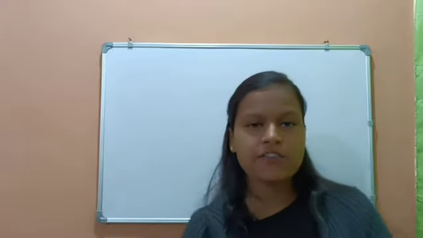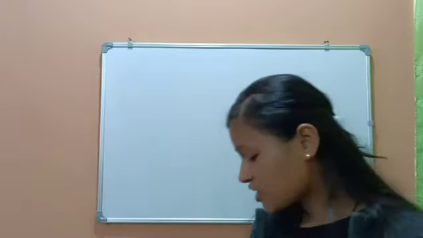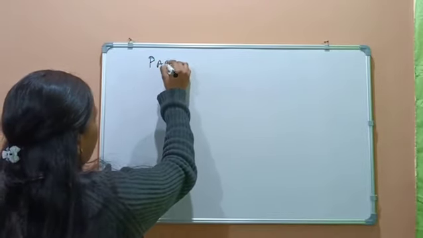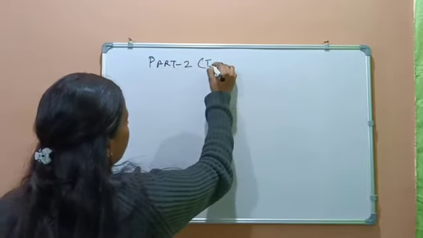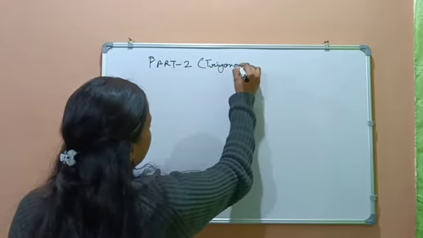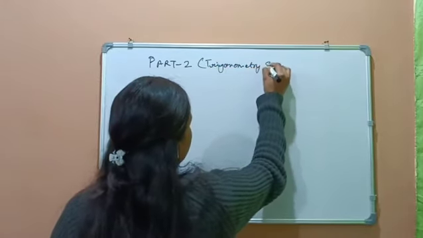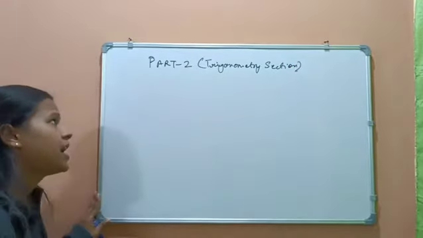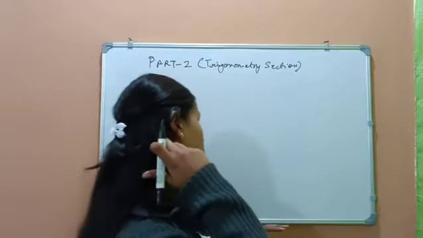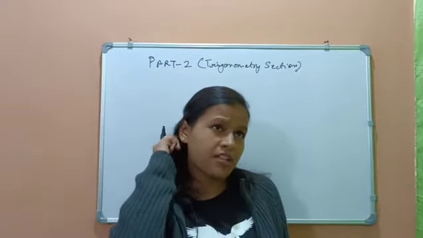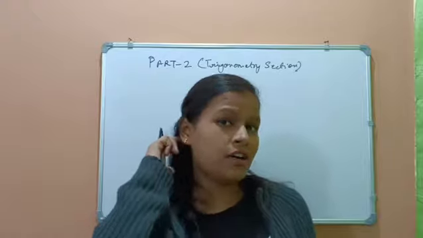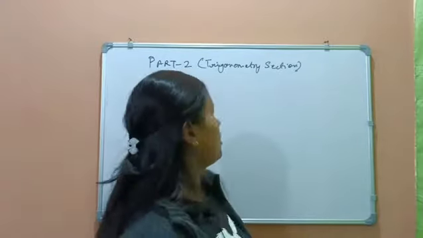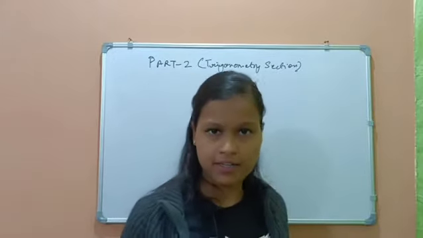So today I'll cover the rest of the trigonometric section, which is part 2 of trigonometry section. Okay, so in the last section I discussed the trigonometric ratios of sine theta, cos theta and tan theta for 60 degree and 30 degree. Today I'll teach the angles 45 degree and 90 degree.